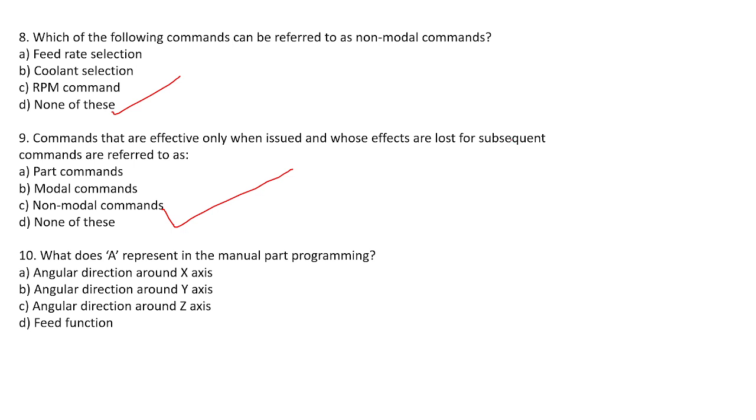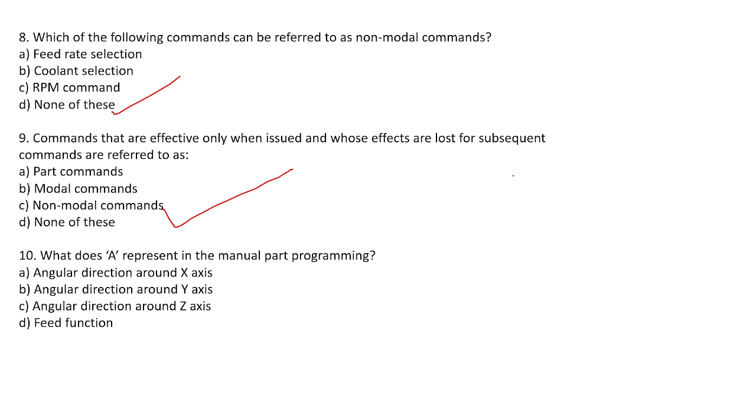The next question is: what does A represent in manual part programming? As you have seen in the chart, A is typically used to represent the angular direction around the x-axis. Similarly, B and C are used to represent angular direction around the y and z axes.